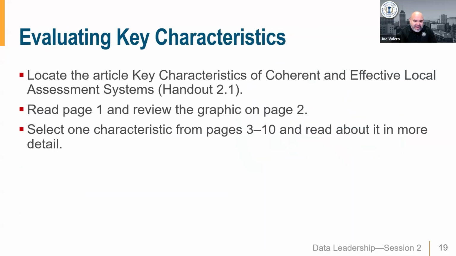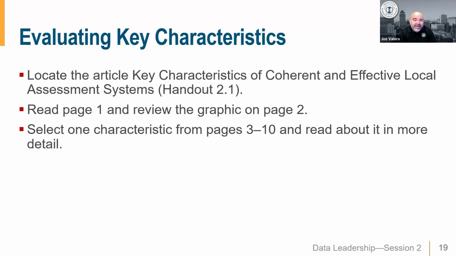So you're going to locate the article, it's inside of our Padlet, Key Characteristics of Coherent and Effective Local Assessment Systems. It's going to be handout 2.1, once again, inside of our Padlet. And we're going to be doing some independent reading for the next few minutes. You're going to start by reading page 1 and reviewing the graphic of the 8 key characteristics on page 2. And it's going to look familiar. We were just talking about it in the previous slide.